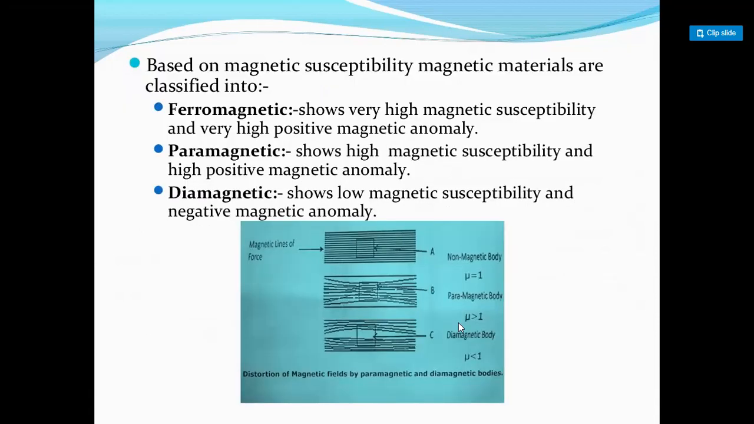Based on magnetic susceptibility, magnetic materials are classified into ferromagnetic, paramagnetic, and diamagnetic. Ferromagnetic means it shows very high magnetic susceptibility and a very high positive magnetic anomaly. Paramagnetic means it shows high magnetic susceptibility and a high positive magnetic anomaly.